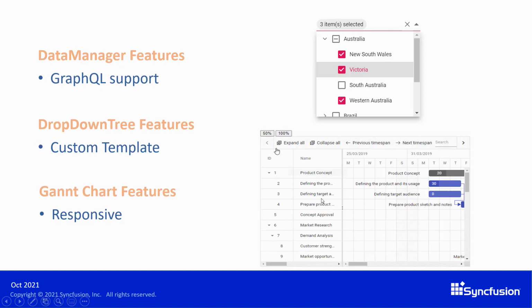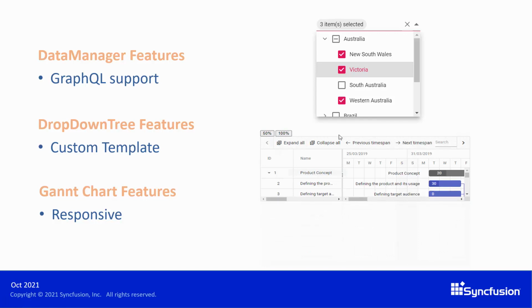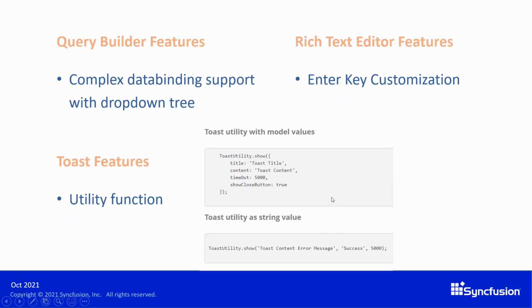And next to the Gantt chart, this we have already discussed in the Blazor update. So responsive support has been added. The Gantt chart can now render based on the parent container's width and height or based on the browser's dimension. And next to the query builder component, complex data binding support with drop down tree has been added. So let me show you this in an example.